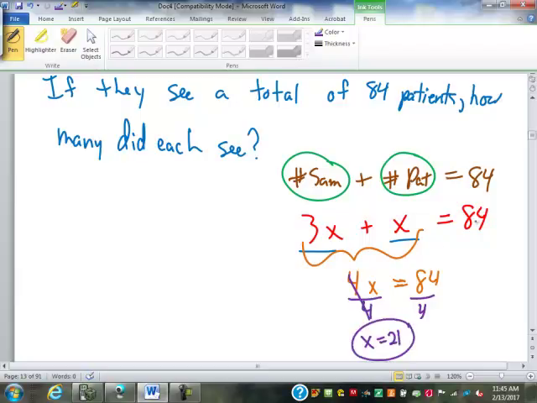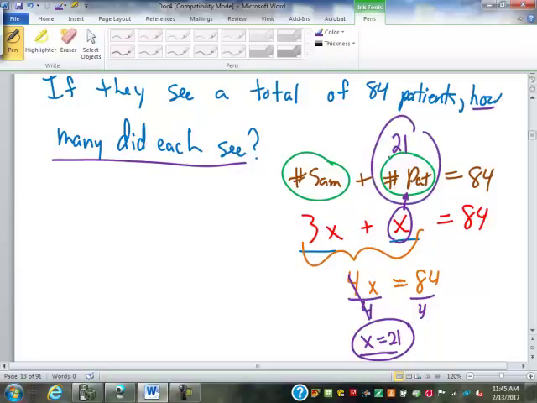Once we solve the equation, it's really easy to think, oh, I'm done. I've done the hard part. But we have to make sure we go back and answer the question. The question here was how many did each see? Well, x equals 21. X represented the number Pat saw. So Pat saw 21 patients. Sam saw 3x. So 3 times 21 is 63. Sam saw 63 patients.